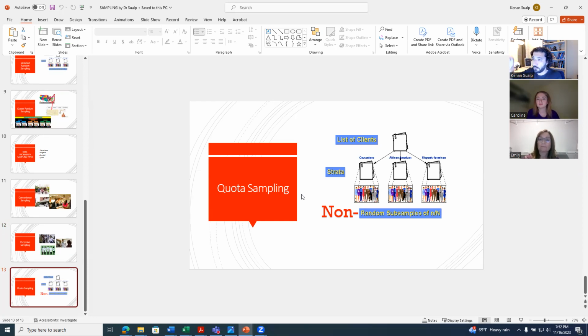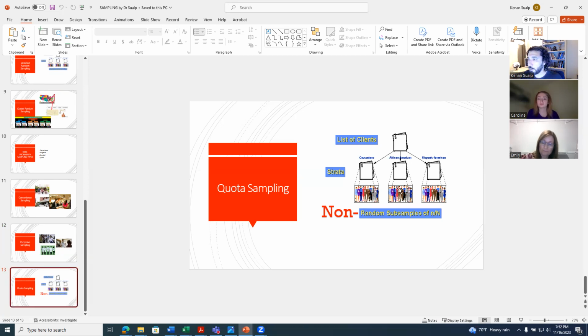Again, I have that category, I have that box, but I'm not choosing randomly. They either volunteer or I find them somewhere. It's not random. Okay, that's the difference between stratified and quota. In stratified, you have random selection, a random sampling strategy. In quota, you don't have that. Okay. All right.